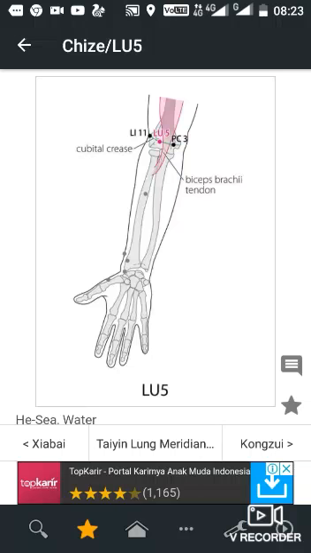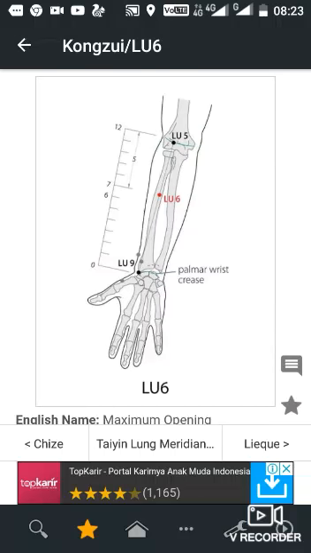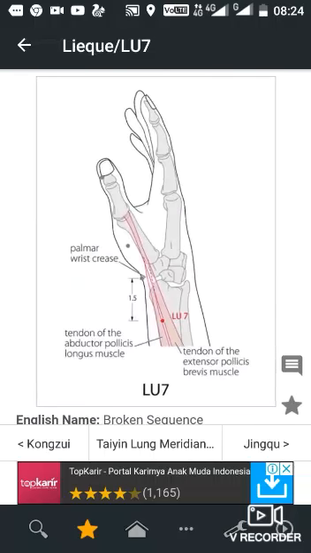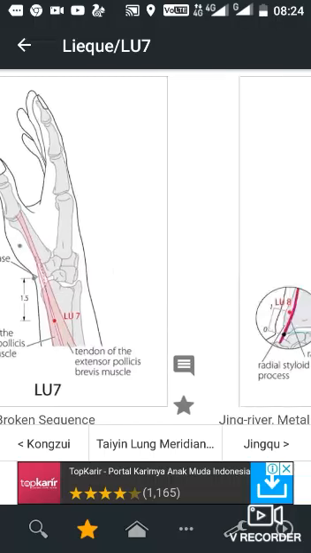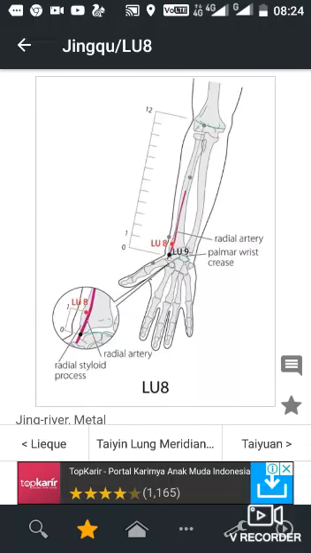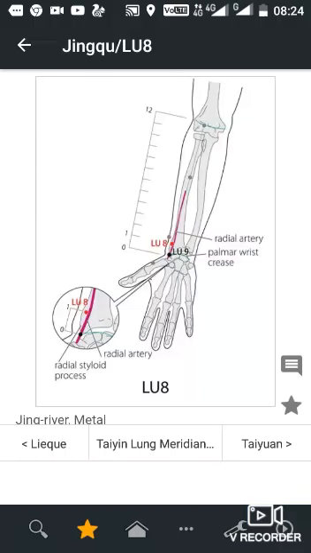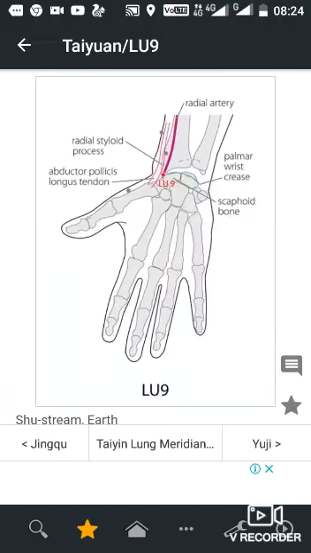Lung 6, location: 7 cun above the wrist crease, on the line joining Taiyuan and Chize. Lung 7, location: superior to the styloid process of the radius, 1.5 cun above the transverse crease of the wrist. Lung 8, location: on the medial side of the styloid process of the radius, 1 cun above the transverse crease of the wrist.